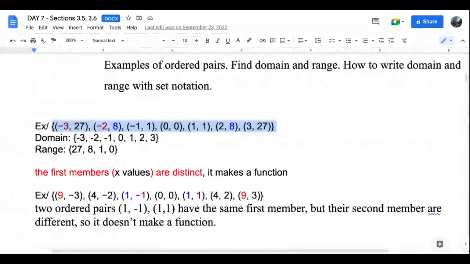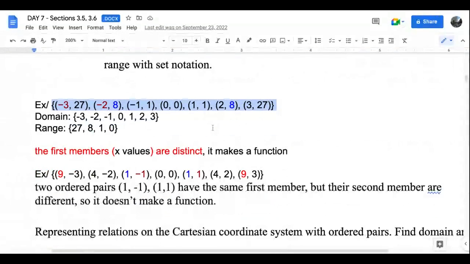Well, let's see this example. We want to find the domain and the range, and maybe to check if this set is a function. All right, to see if this set is a function.